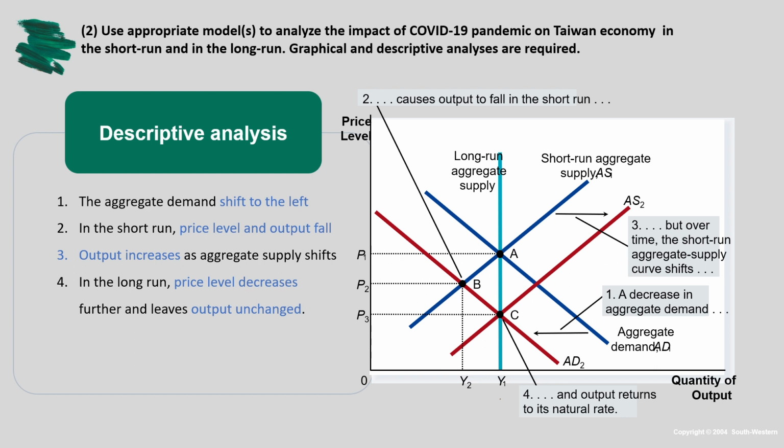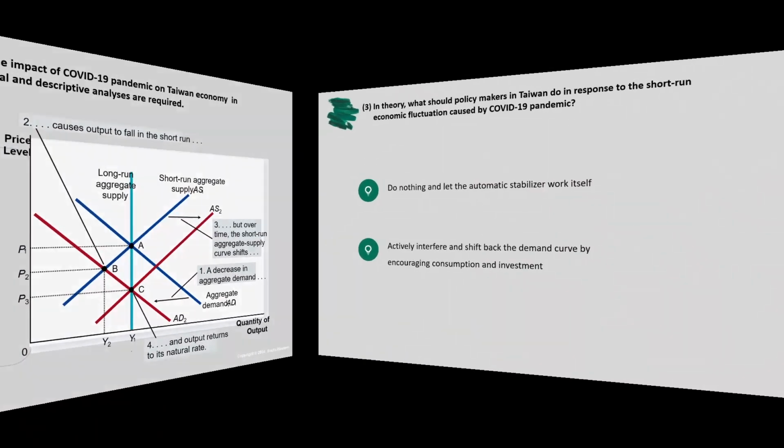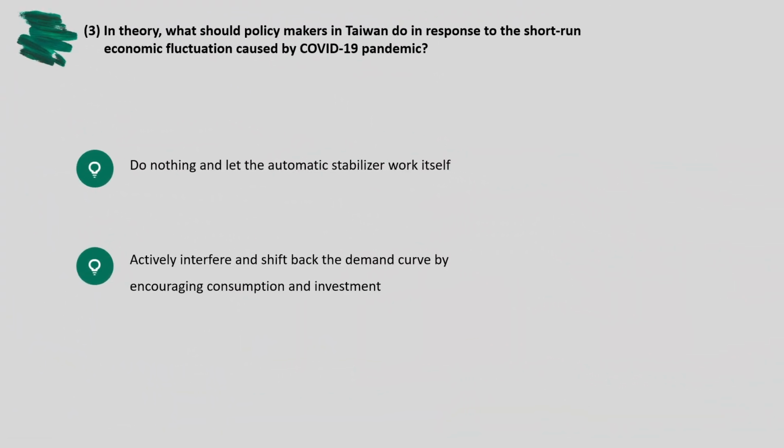After a while, when the nominal wage adjusts to the expectation, companies become more willing to hire more employees and increase the output. In the long run, the decrease in aggregate demand causes deflation and leaves output unchanged. Just as I mentioned, in the short run, the serious unemployment rate is threatening the society. So what should the government do to minimize the impact?